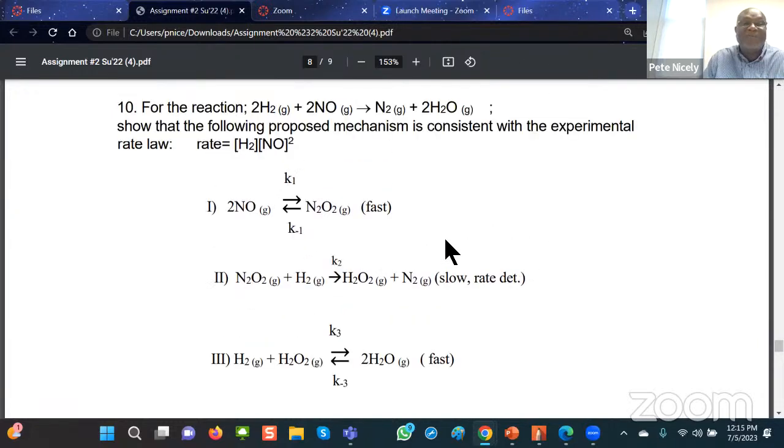So this is the experimental rate law, and this is a possible mechanism, all right? So what the question is asking you to do is show that this mechanism, when you work it out, should give you a rate law, which is this. And by the way, there's another typo here. There should be a K right here. So please make a note of that. It should be rate is equal to K times the concentration of H2 times the concentration of NO squared, all right?